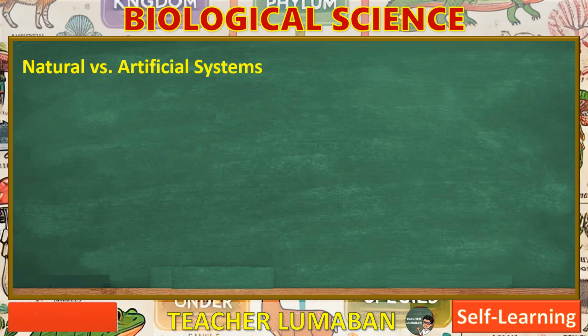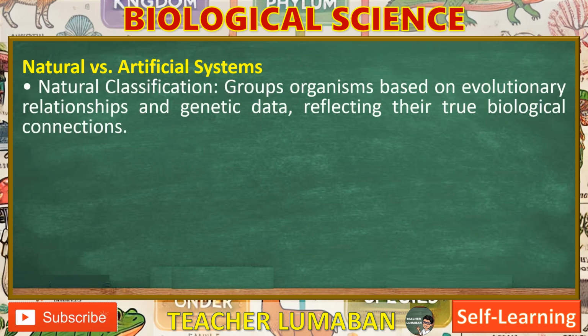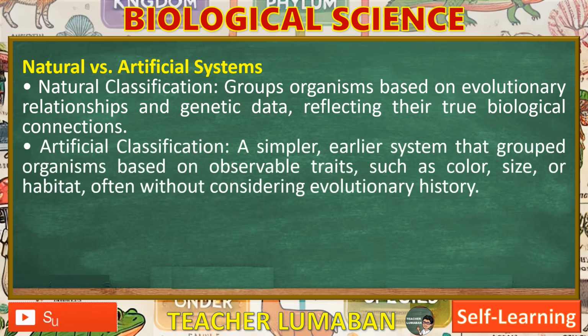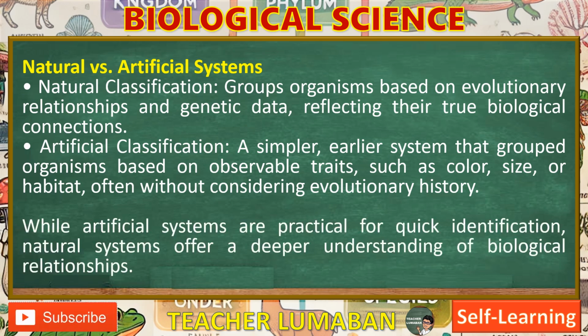Natural versus artificial systems. Natural classification groups organisms based on evolutionary relationships and genetic data, reflecting their true biological connections. Artificial classification, a simpler, earlier system that grouped organisms based on observable traits, such as color, size, or habitat, often without considering evolutionary history. While artificial systems are practical for quick identification, natural systems offer a deeper understanding of biological relationships.